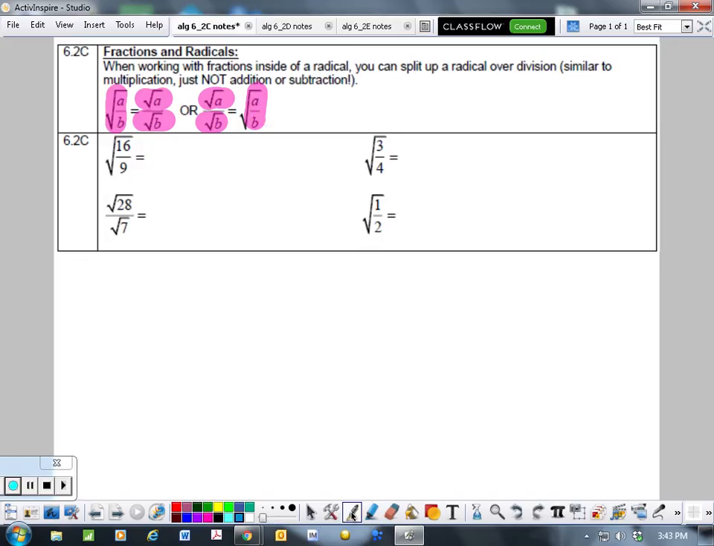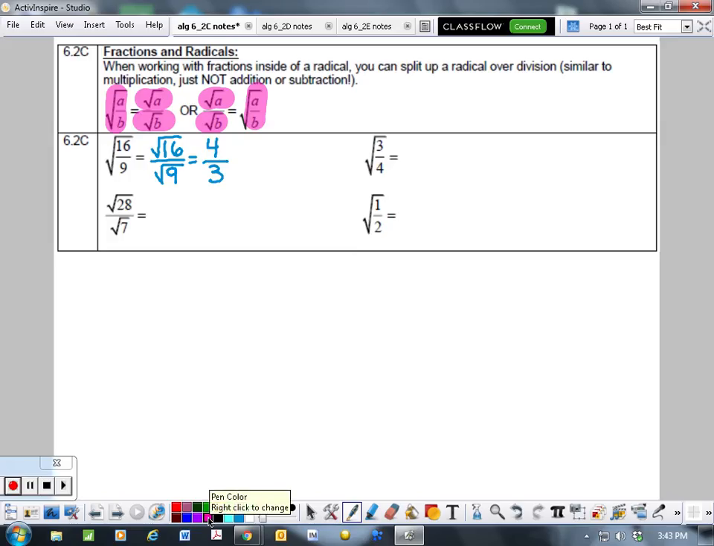So how would this help? Well, what happens if I have the square root of 16 over 9? Well, I can apply the property. I can break up that square root. So now it's square root of 16 over square root of 9. And I'm going to get just 4 over 3. Now I have no more square roots, and I'm good to go.